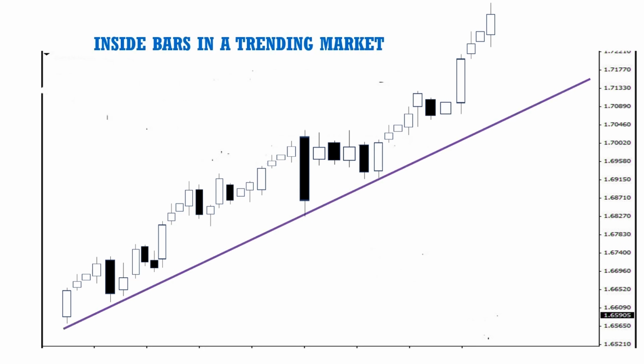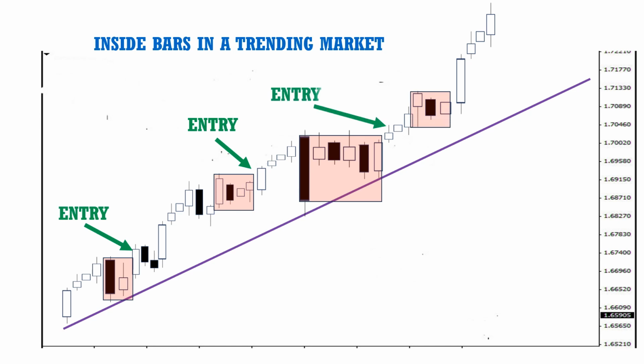Here is a further example of a breakout strategy in a bullish trending market. You can see the entry after the breakout. The chart shows how well this price action structure performs as a continuation pattern.